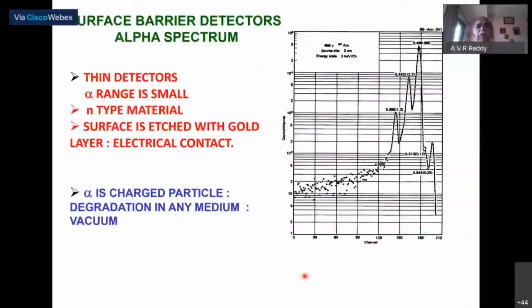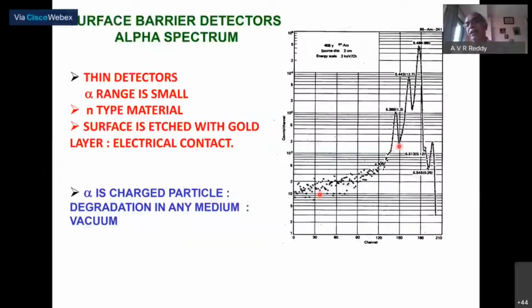Now, let me give you one alpha spectrum. Surface barrier detectors are used for alpha spectrometric measurements. Thin detectors, as I told you just now, because the alpha range is very small in any material. So N-type material is used and the surface is etched with a gold layer for electrical conductivity. And you remember the shape of the thing. I suppose all of you are seeing my photo coming. You see this. On the left side, there is a degradation in the energy.